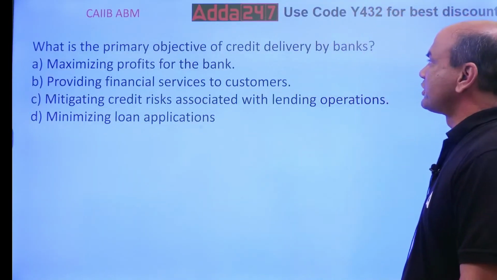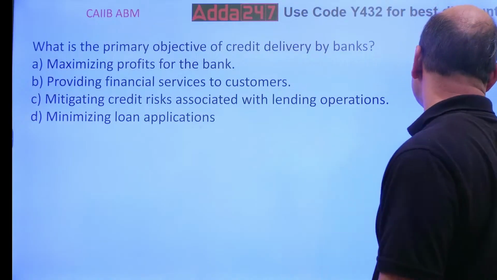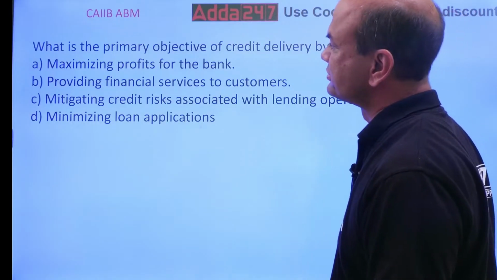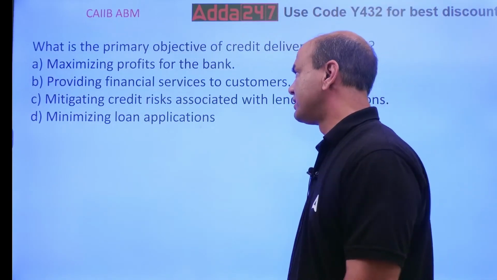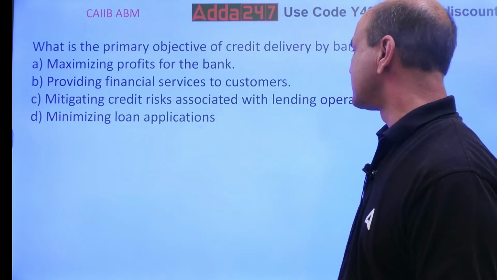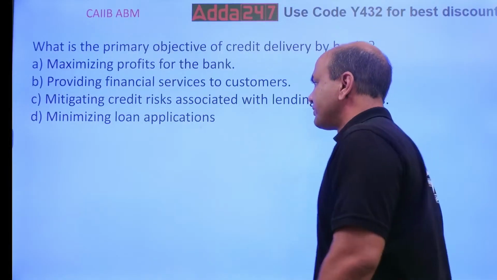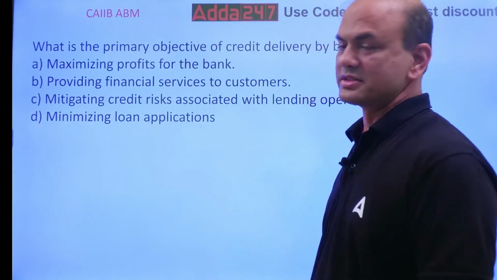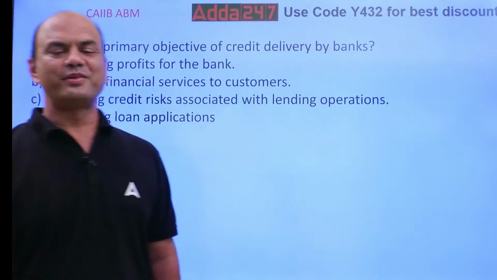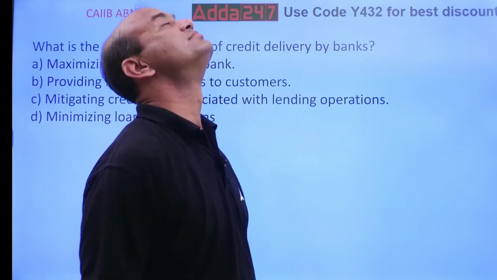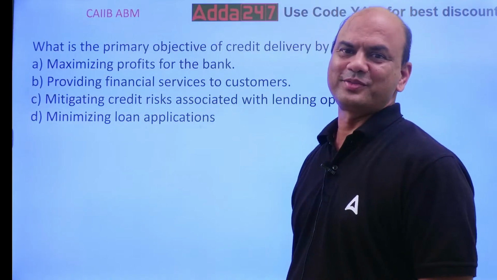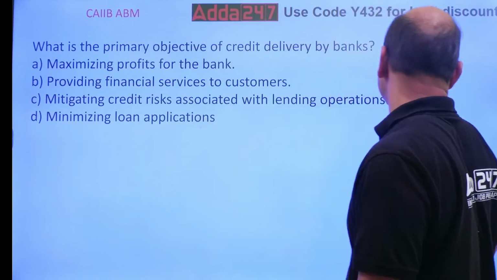What is the primary objective of credit delivery by banks? Why are we focusing so much on credit delivery? Maximizing the profits of the bank, providing financial services to the customer, mitigating the credit risk associated with lending operations, minimizing the loan applications. Which is the primary goal over here? Think. Simple, isn't it?